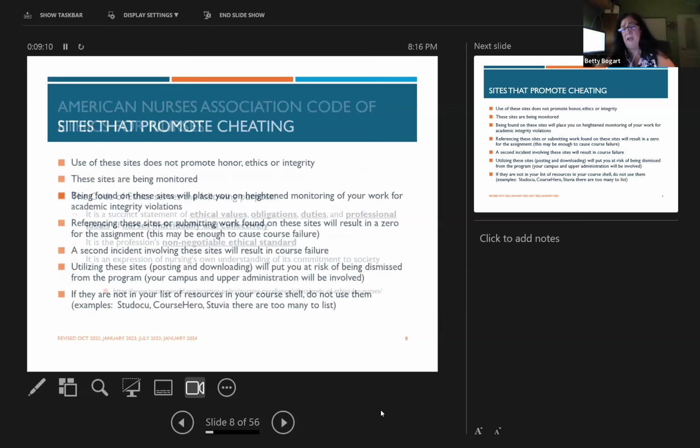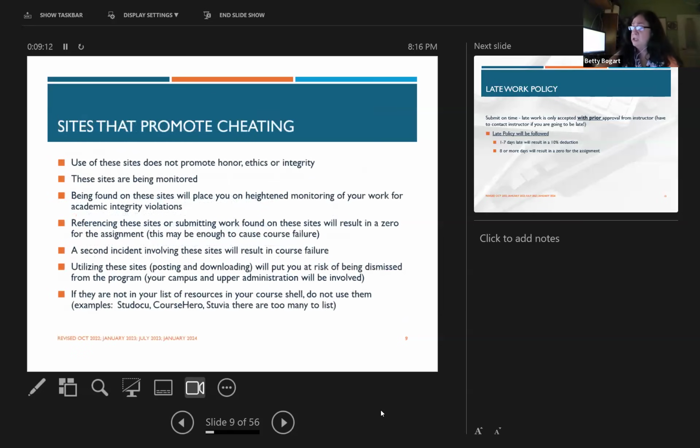Again, we know we're professionals and we have all these ethical duties to uphold as a nurse. Now, we talked about those sites that can promote cheating or offer all of these projects. I looked at them. They're not all accurate. It's not all accurate information. That's probably the biggest problem.